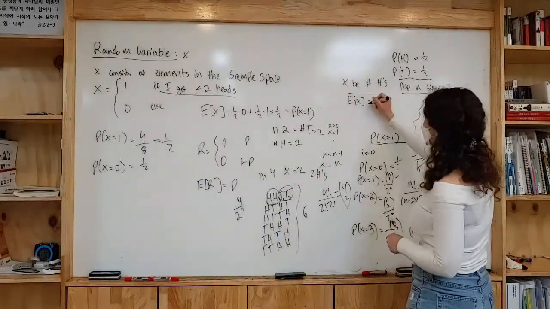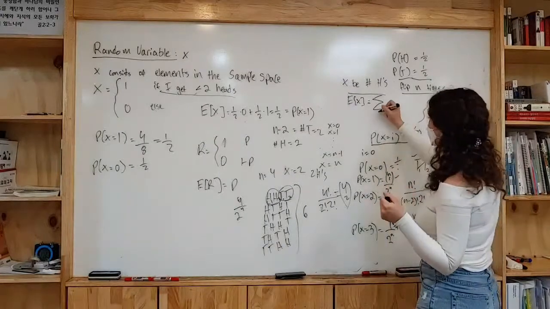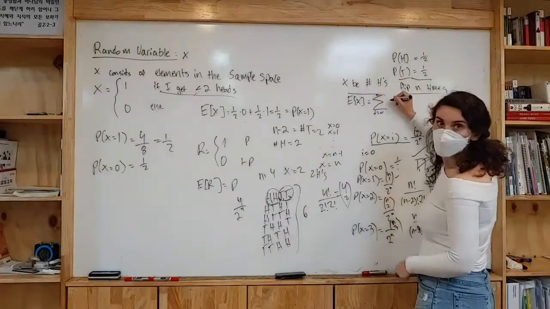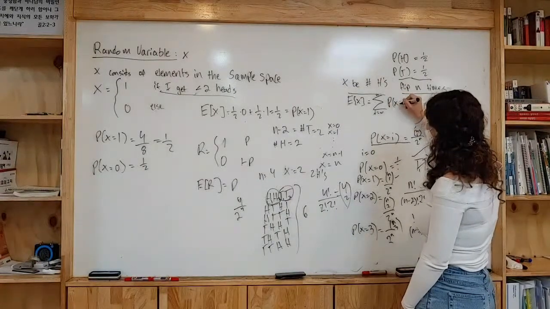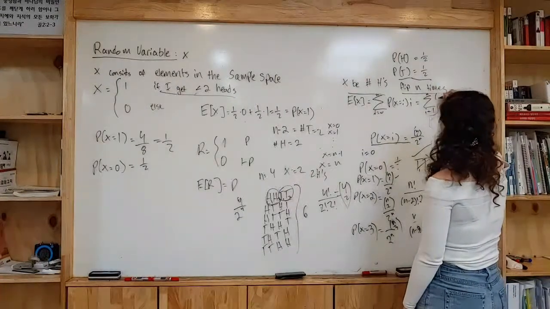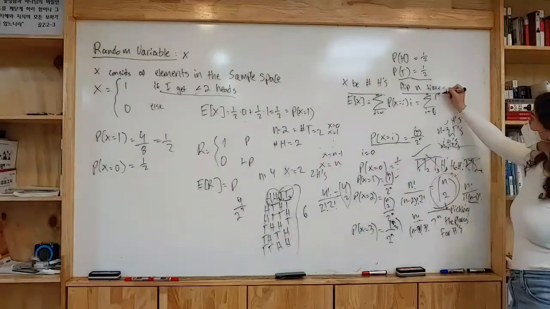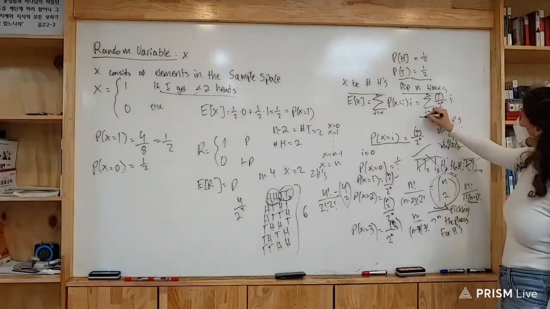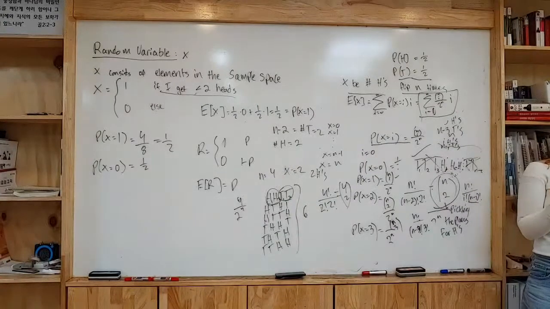Okay, so E of x equals the sum, right? What is x ranging from? I equals 0 to n of i times P of x equals i, which equals the sum from i equals 0 to n of n choose i divided by 2 to the n, times i. That is the expected number of heads if I flipped a coin n times.